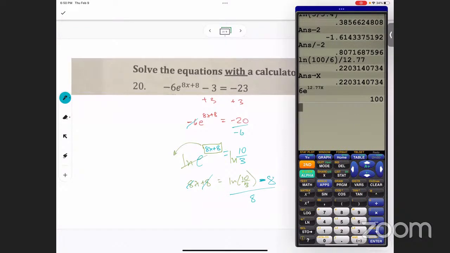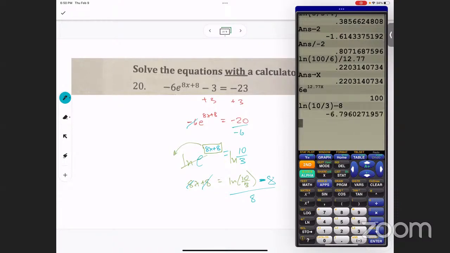So carefully type in your calculator the natural log of 10/3. Don't forget to close off the parentheses, minus 8. Now I'm just going to hit enter. So that's my numerator divided by 8. And there's your answer. x equals negative 0.8495.